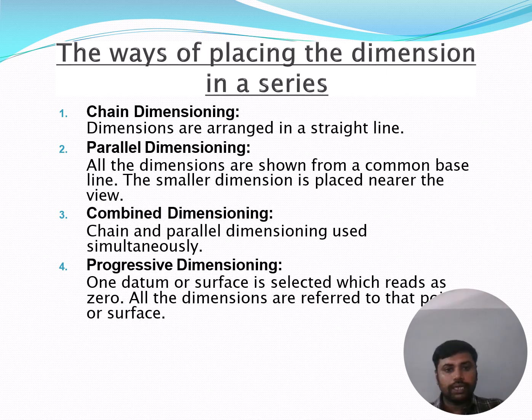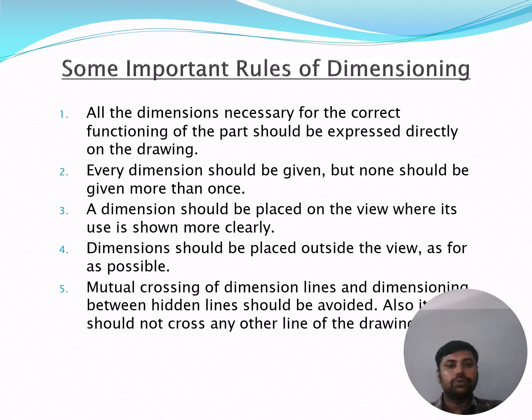The ways of placing the dimension series: dimensions arranged in a straight line mean chain dimensioning. Smaller dimensions placed nearer the view is parallel dimensioning. Combining both chain and parallel is combined dimensioning. When one datum or surface is selected as 0 and all the dimensions are referred to it, that is called progressive.